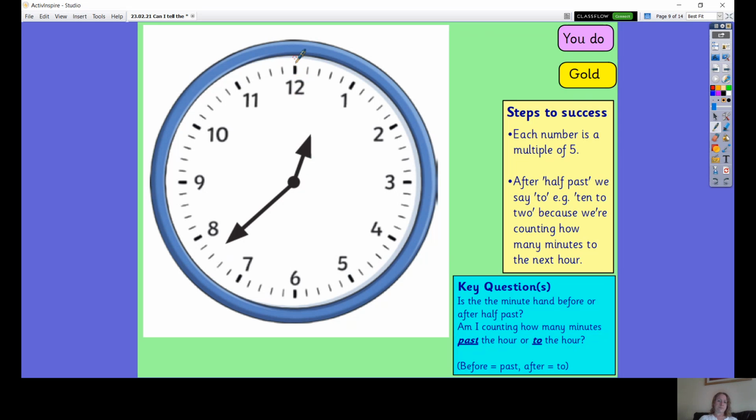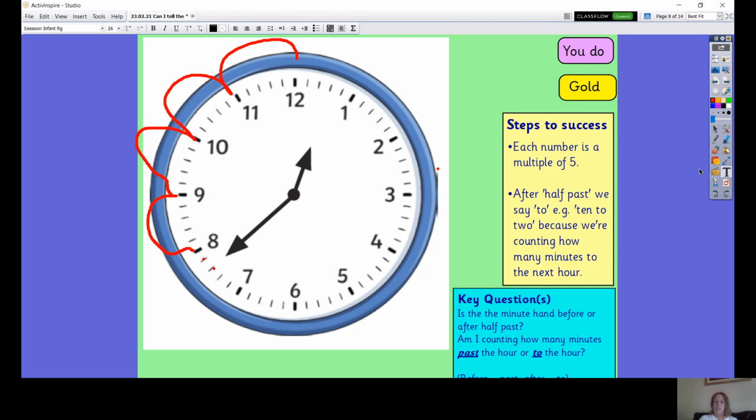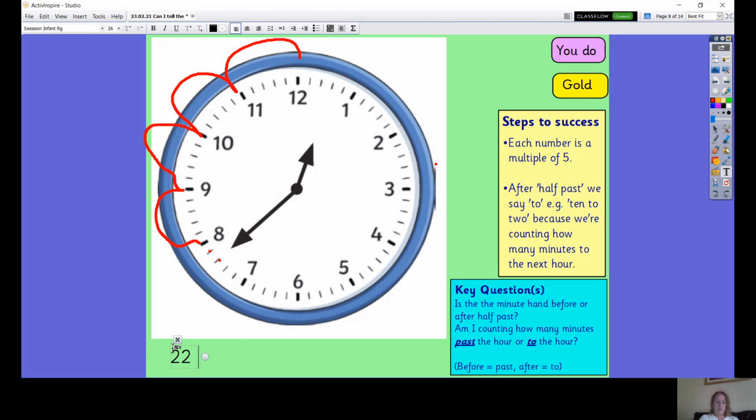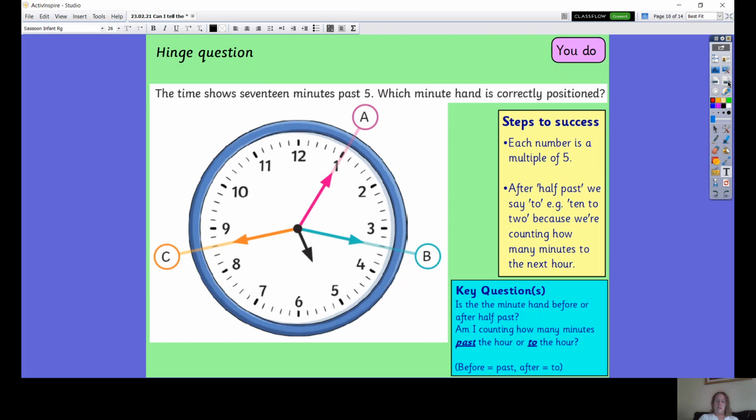So we'll start on the 12 and count back in my 5s to start with again. So we've got 5, 10, 15, 20, and then I'm going to count in ones, 21, 22. So it is 22 minutes to 1. Okay, 22 minutes to 1. So let's have a look at the next one.